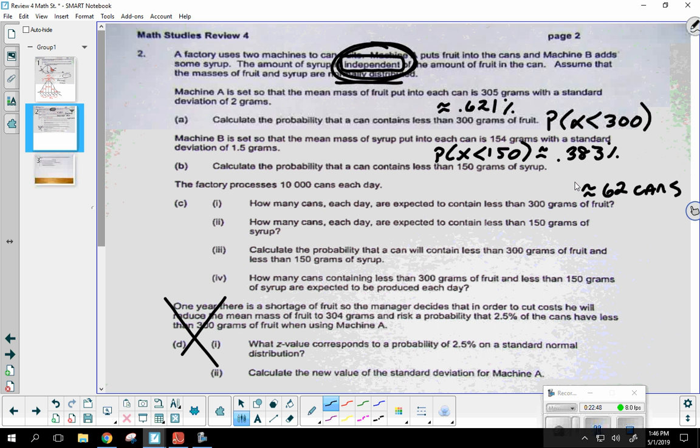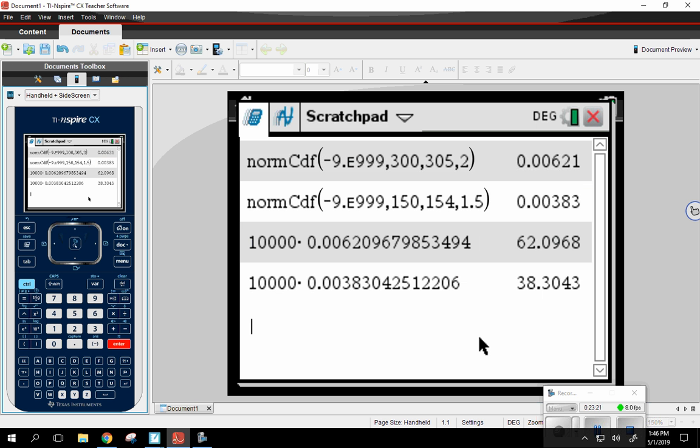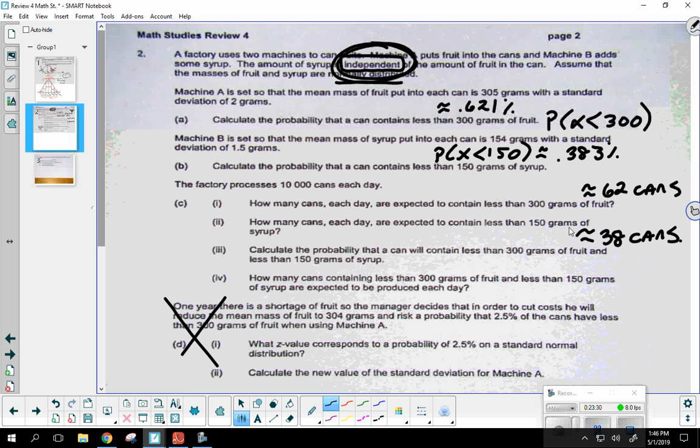Okay. All right, so what do I do to find the number of cans that are expected to contain less than 150 grams of syrup? There you go. We know we found the percent. And the one thing I hope that you're really noticing about these problems is that they are using past answers later in the problem. They do have you find certain things for a reason. So I'm going to say 10,000 times, let me go ahead and bring up this one now. All right. So how many cans would you say? I'd say 38. Okay, good. About 38 cans.